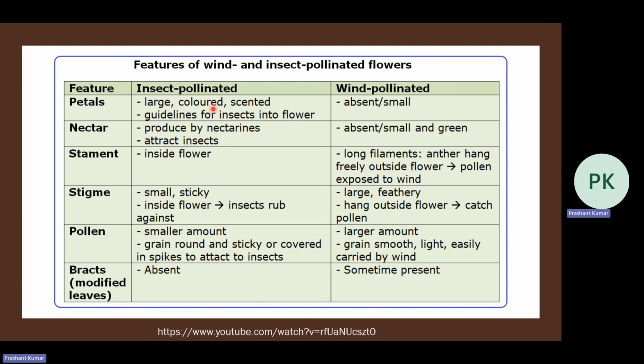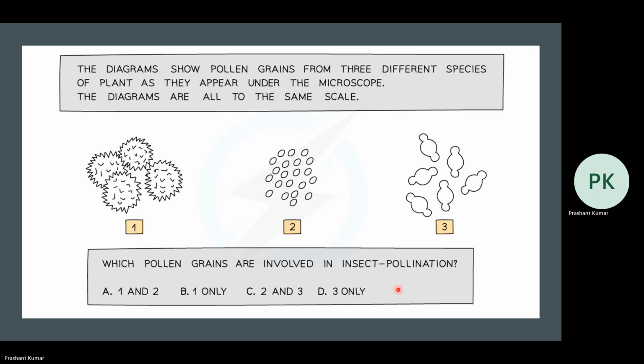Pollen: in case of insect pollinated, it is very small, round and sticky or covered with spikes so that it can bind to the body surface. Whereas in wind pollinated, pollen grains are large in number, light, and the surface is smooth so that they can easily be blown away by the wind. Okay, this question I will keep for you. You can solve it.